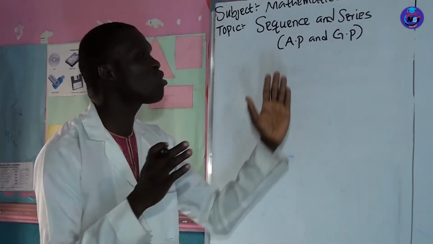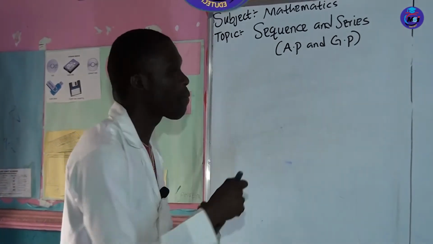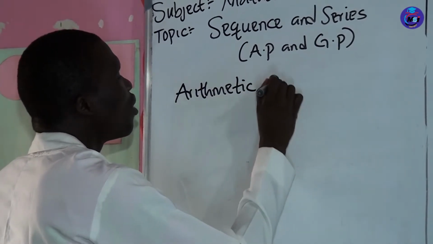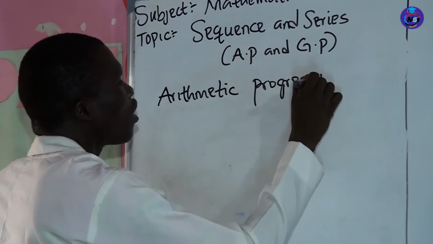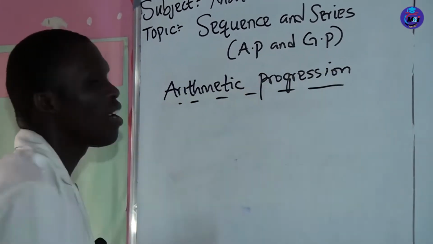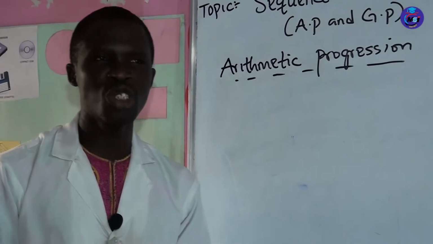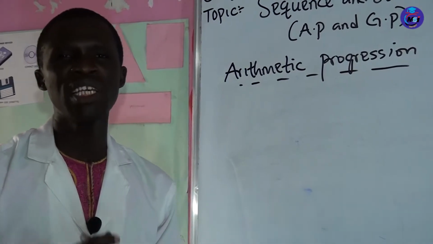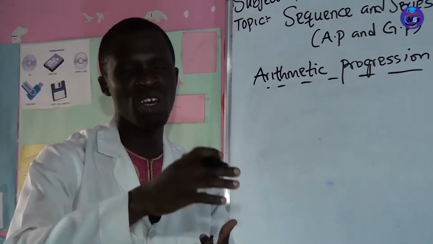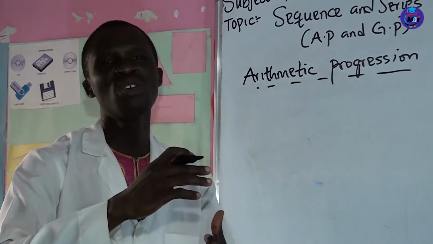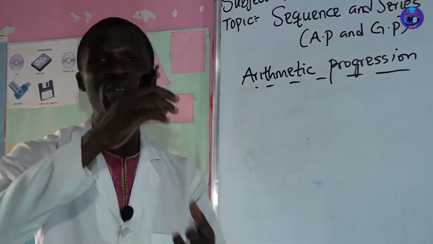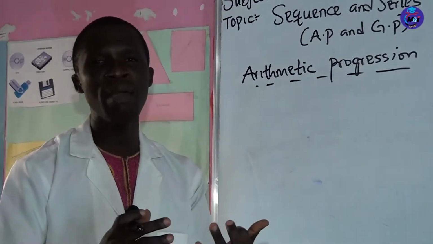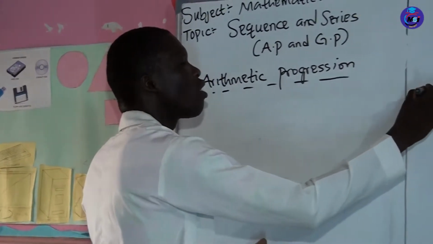Under this, we are going to look at AP. What is AP? Arithmetic progression. In arithmetic progression, we have a set of numbers arranged in sequential order, and those numbers increase sequentially, progressing, increasing.